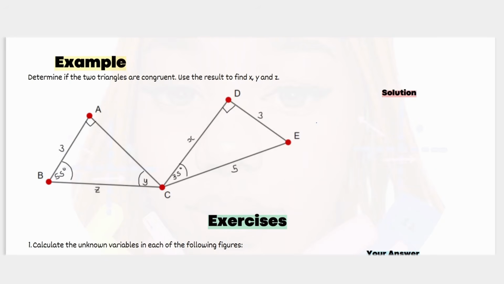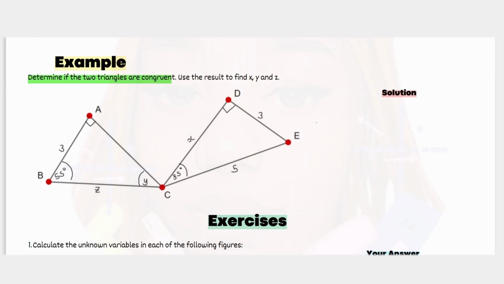So now let's do an example where I prove that two triangles are congruent. As you can see in the question, it says determine that two triangles are congruent. That is the first part. And the second part, it says use the results to find x, y, and z. So let's look at the diagram and check how we can prove that congruency. In proving congruency, you need three statements. After having those three statements, then you can say that the two triangles are congruent.